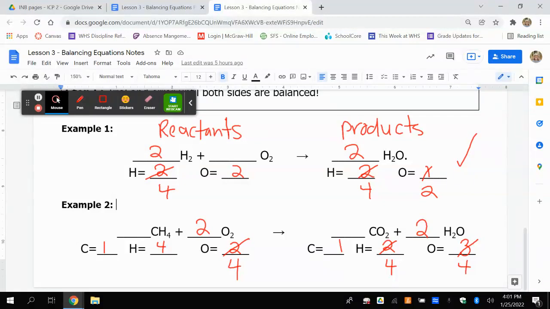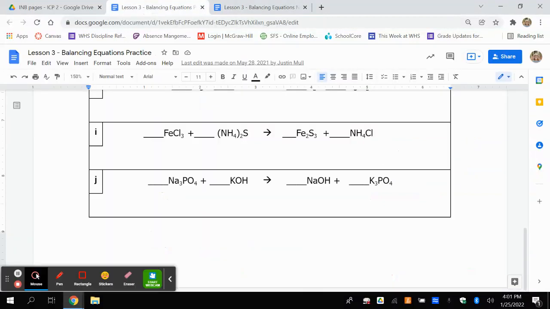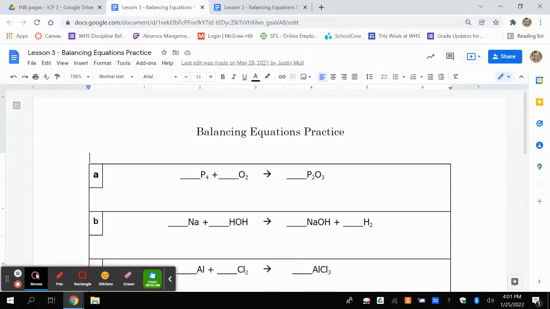Once you're finished with balancing those ones, we're going to come over here and you have a bunch of examples on this page to practice. What I would recommend doing is splitting this in half here and writing my P and O and writing the numbers there, and then P and O over here so you can write the number of atoms and that'll help you balance. Doing the same thing over here.